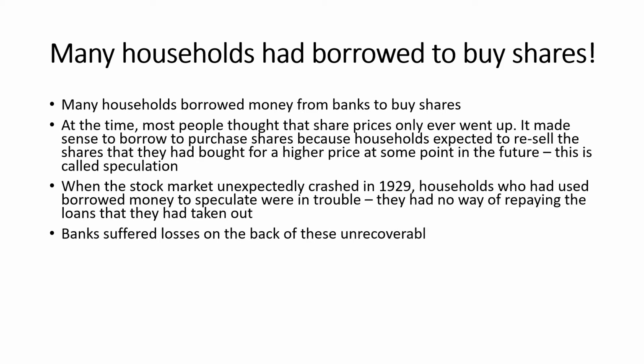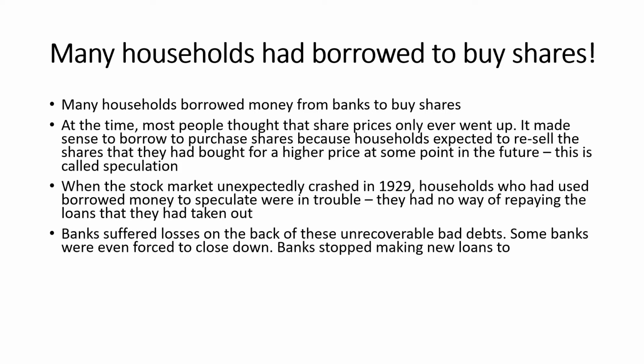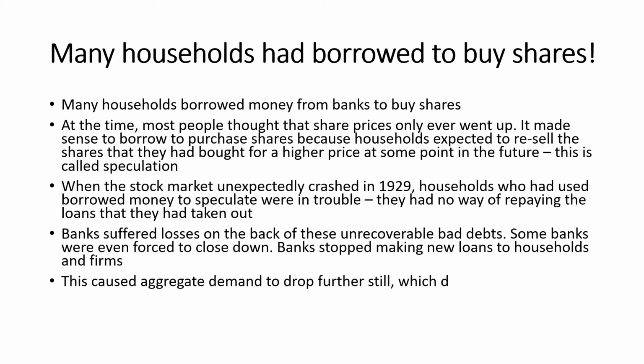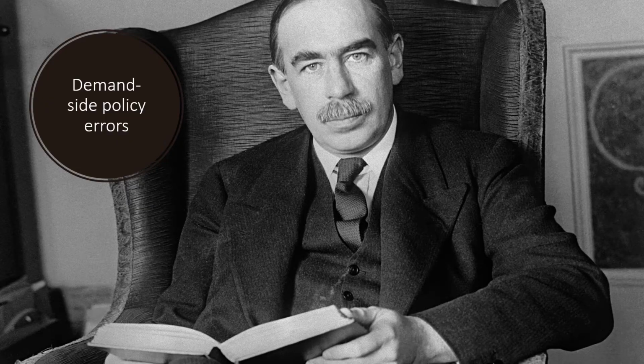Banks suffered losses on the back of these unrecoverable bad debts. Some banks were even forced to close down. Banks stopped making new loans to households and firms. This caused aggregate demand to drop further still, which deepened the recession that was now turning into a depression. Keynesians also assert that the depression of the 1930s was worse than it should have been due to demand-side macroeconomic policy errors.